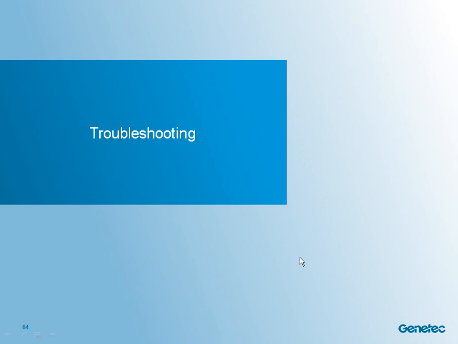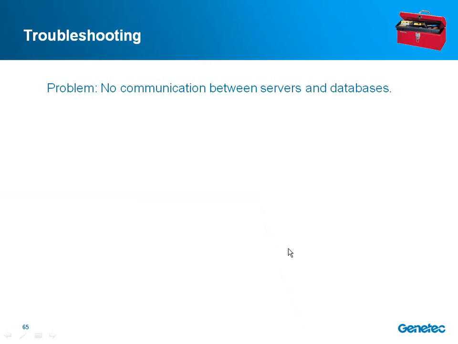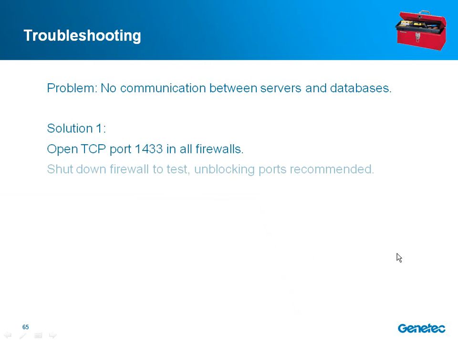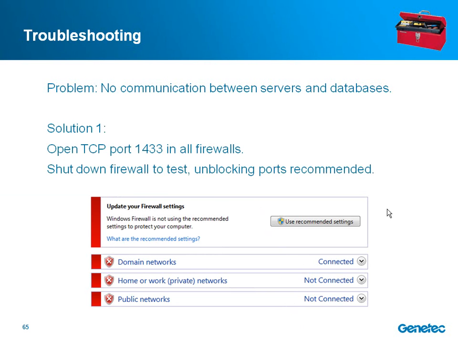Alright, so let's take a look at some brief troubleshooting steps that you can use for 3 of our most common problems. The first common issue we've seen is where there's no communication between the servers and the remote databases. The number one suspect in this case is the Windows firewall or some other firewall service. We'll need to make sure we have TCP port 1433 open. If you want to test this, you can shut down the firewall completely, but we don't recommend leaving it this way. Unblocking the ports is preferable and should be done on the Windows firewall and anywhere else you have a firewall running, such as on a router.